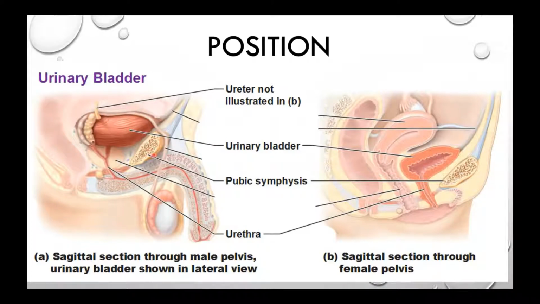It is lying behind the symphysis pubis, or rather the apex of the bladder is present near the symphysis pubis. You can see that. In the female pelvis, just behind the urinary bladder there is the vagina, and in males, it is the rectum.